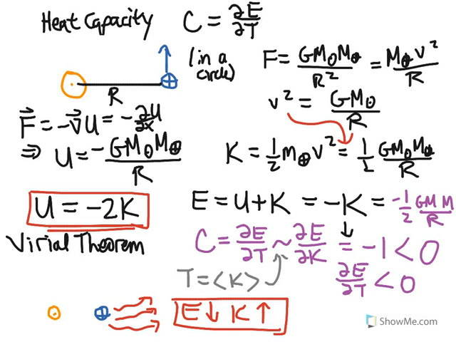It shows that there's a negative heat capacity inside of a gravitationally bound system. Yeah, that's it.